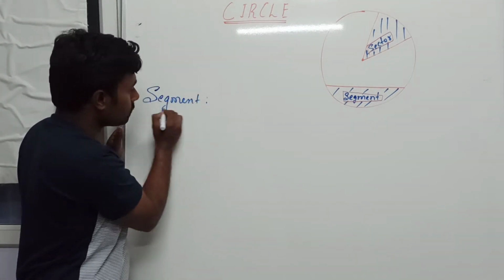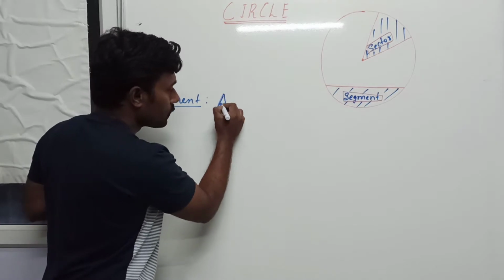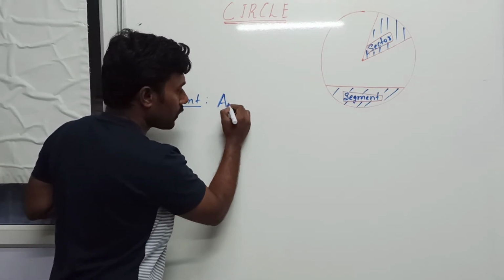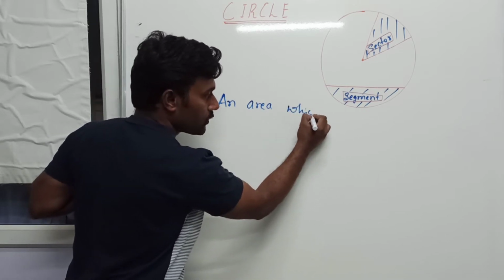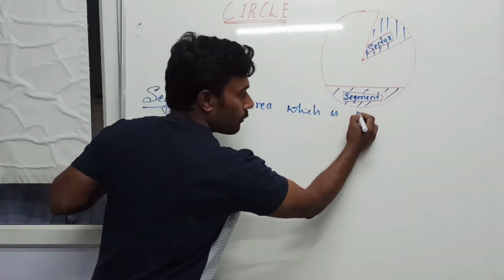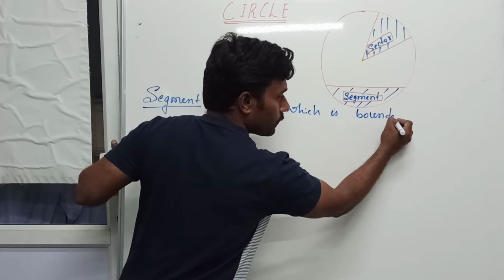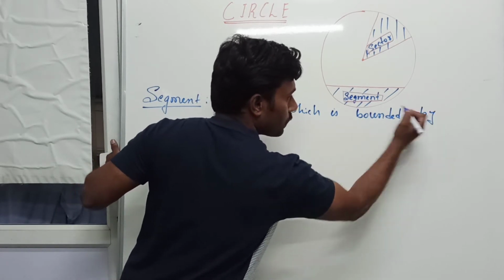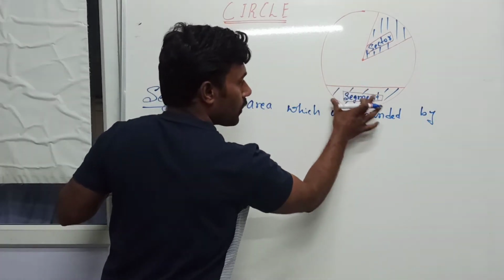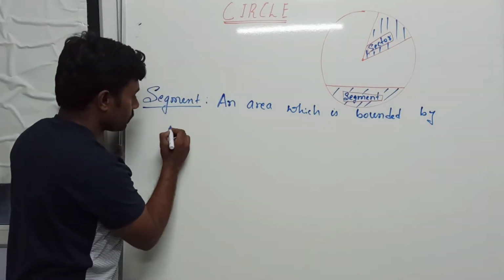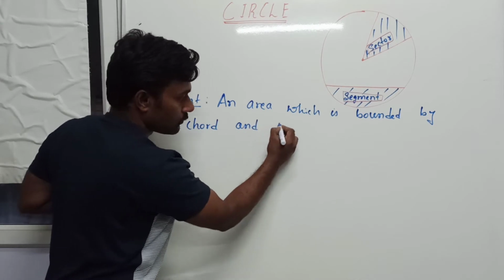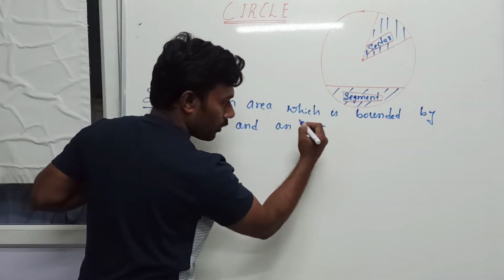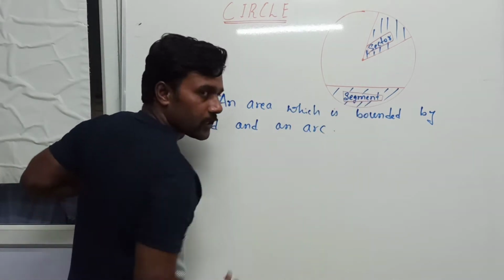The definition for a segment is nothing but a region or an area which is bounded by a chord and an arc. A chord and an arc is called a segment.